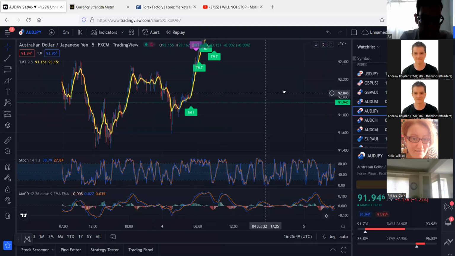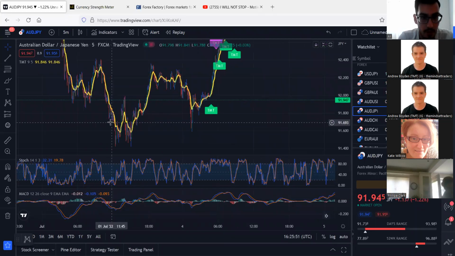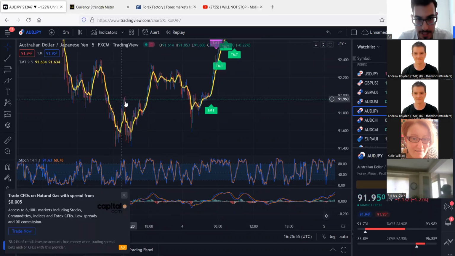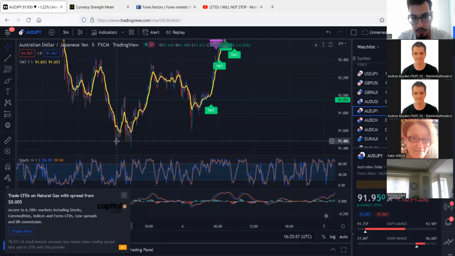How do I find support and resistance? I look for a strong roof, which is here. That is a strong roof. The market went all the way from here, hope you see my mouse, all the way from here up to here. It made a strong move in the upward direction. So this is a strong roof.